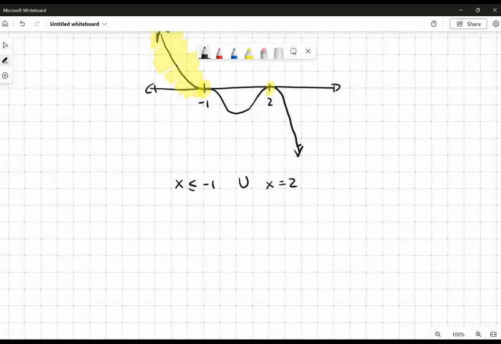Now, if I was to put that into interval notation, I might write it like this. It's going to be negative infinity to negative 1, and I'm going to include it, union, and then I'm going to put a little set notation here, just so that we're including those two sets. It's the union of that interval and that little set there, just the one number. And there we go.